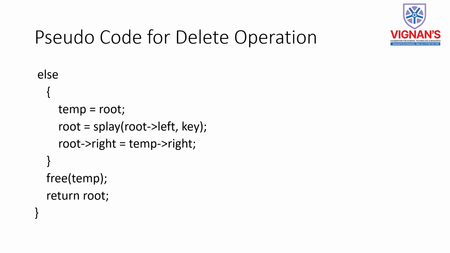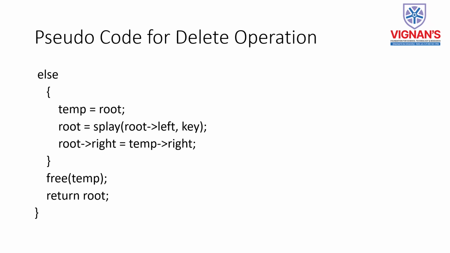Step 4. Now we connect the right side. Root right = temp right. So we attach the old root's right subtree to the right of the new root. Step 5. Then we do free(temp). This releases the memory of the old deleted node. Step 6. Finally, we return root. So we return the updated tree after deletion.